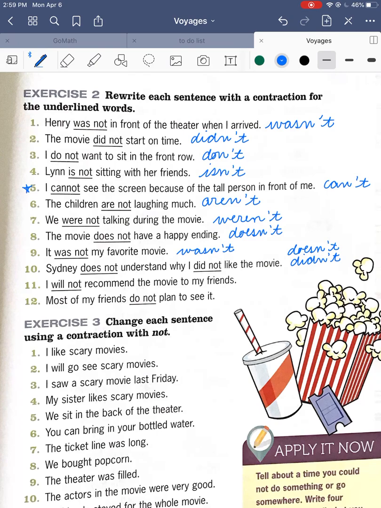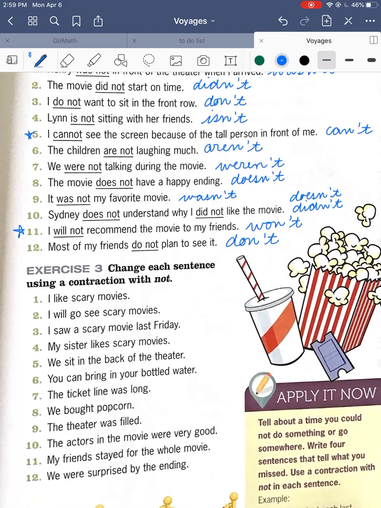Number 11, I will not recommend the movie to my friends. Remember, will not is that special one that becomes won't. Number 12, most of my friends do not plan to see it. Most of my friends don't plan to see it.